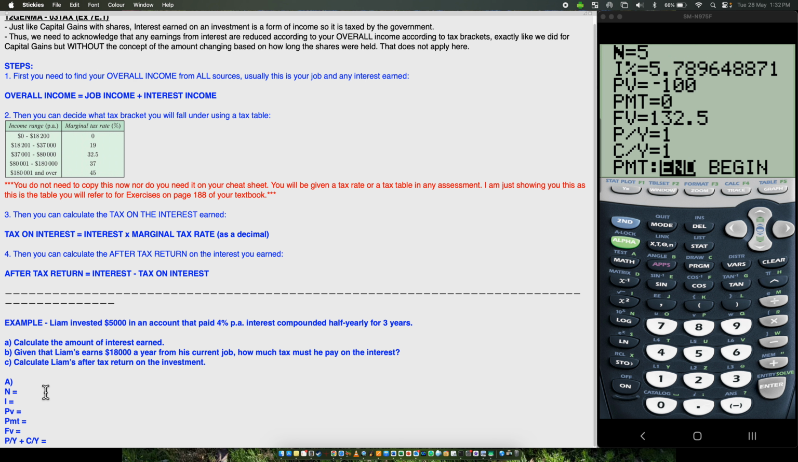So this is extremely reminiscent of capital gains tax. Literally the only difference is that we don't have that situation where holding the shares for more than a year messes around with it. All we care about is the tax on the interest you earn on an investment. One more minute and then I'll go through the example.